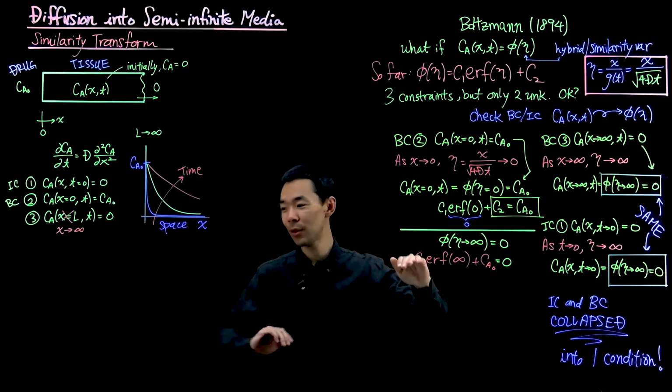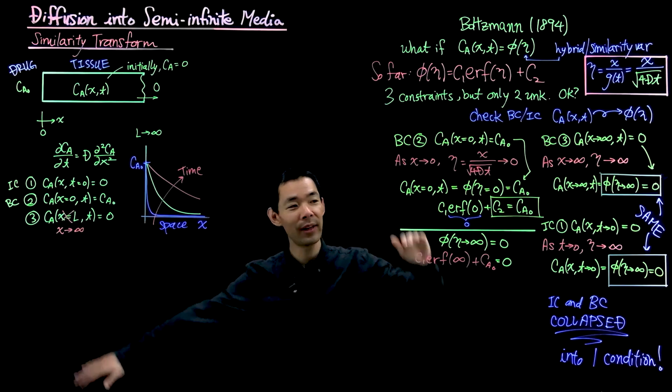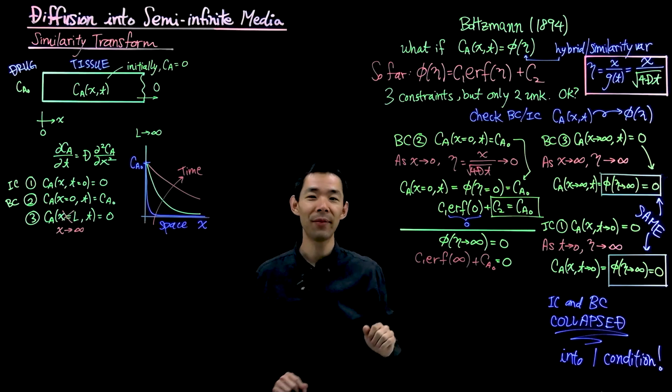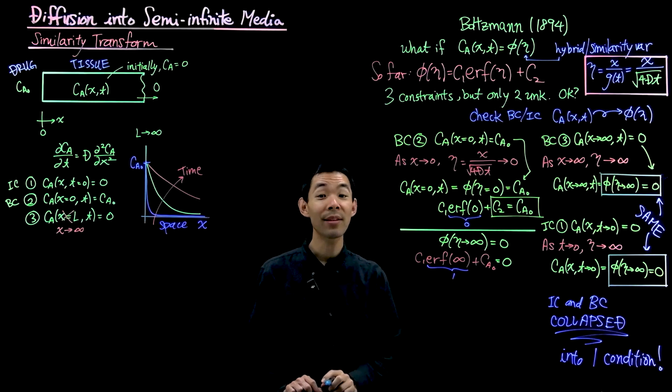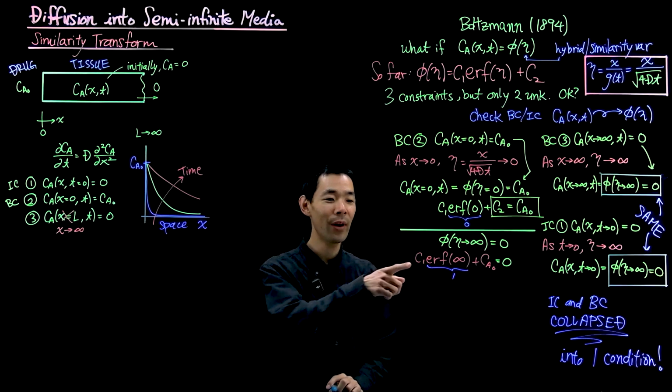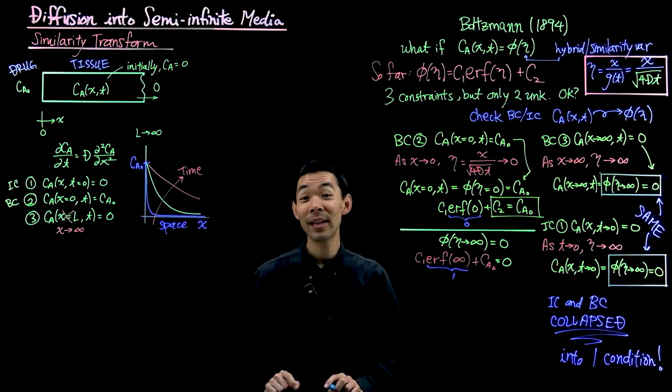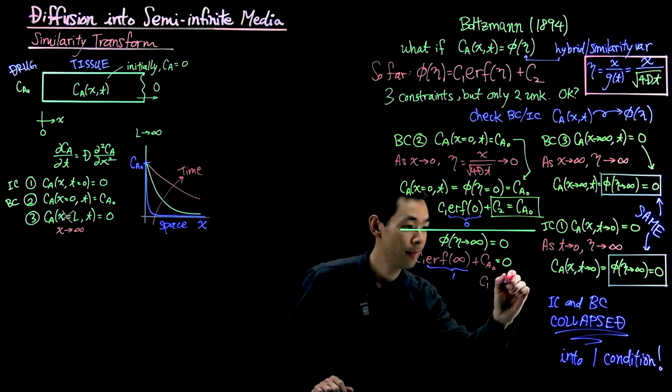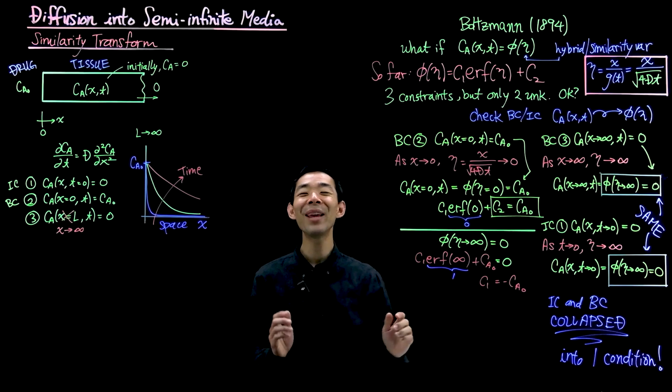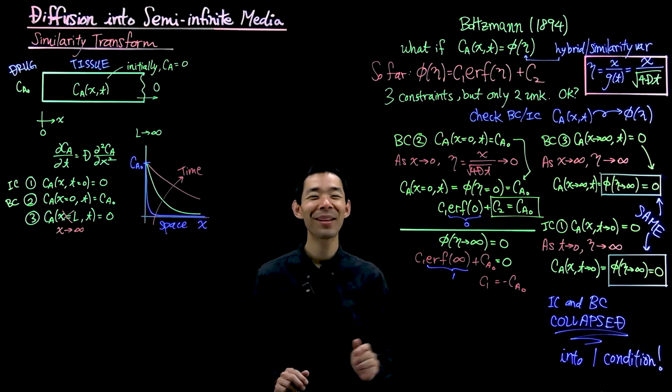It plateaus to -1 at negative infinity, +1 at positive infinity. That's just equal to 1, and therefore C1 is simply equal to the negative of CA0. Just like that, and we have our final answer. Let's write it down.